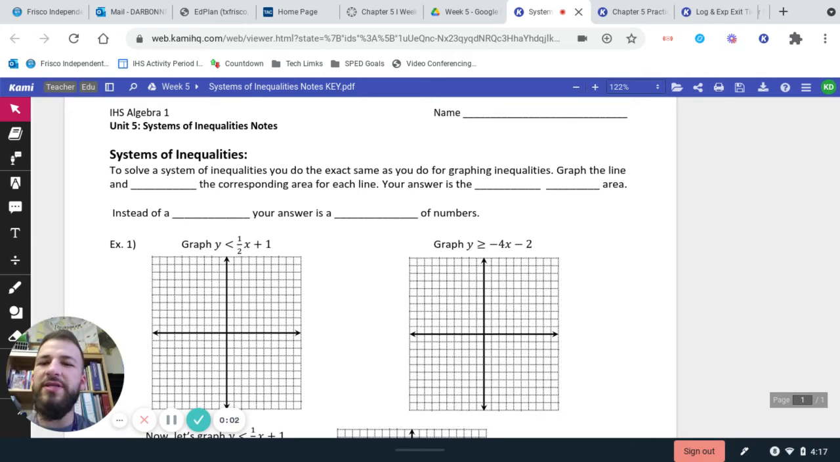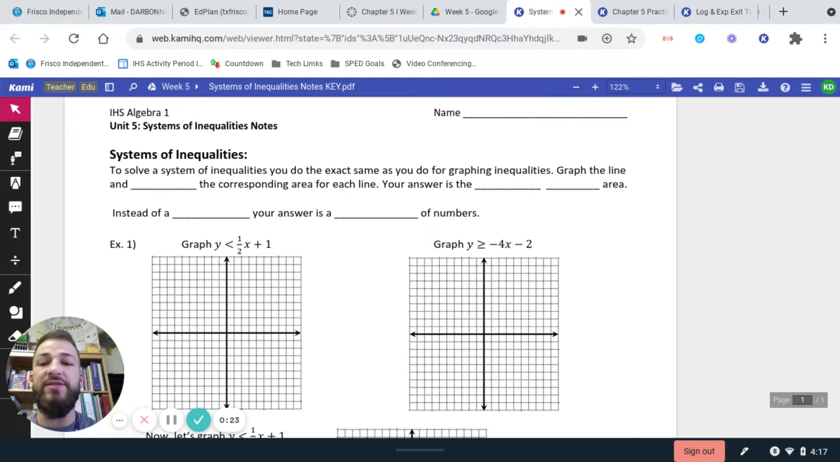Hey y'all, today we're going to be talking about graphing a system of inequalities. So a system of inequalities, just like a system of equations, is going to involve graphing two inequalities on the same graph. And while just graphing lines isn't going to be too hard, it can be a little confusing to talk about the shading.